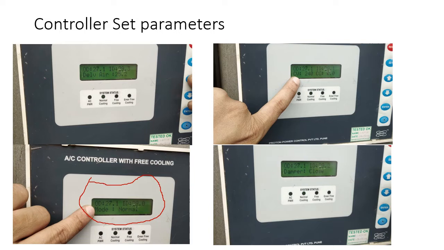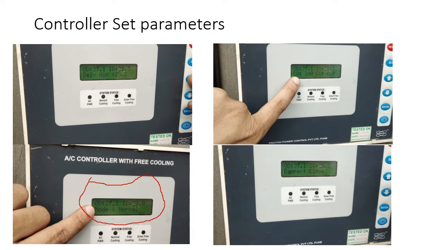That means there are three different modes for this EFC machine, where the EFC compressor is running on the AC power. That means it is running on the normal mode.